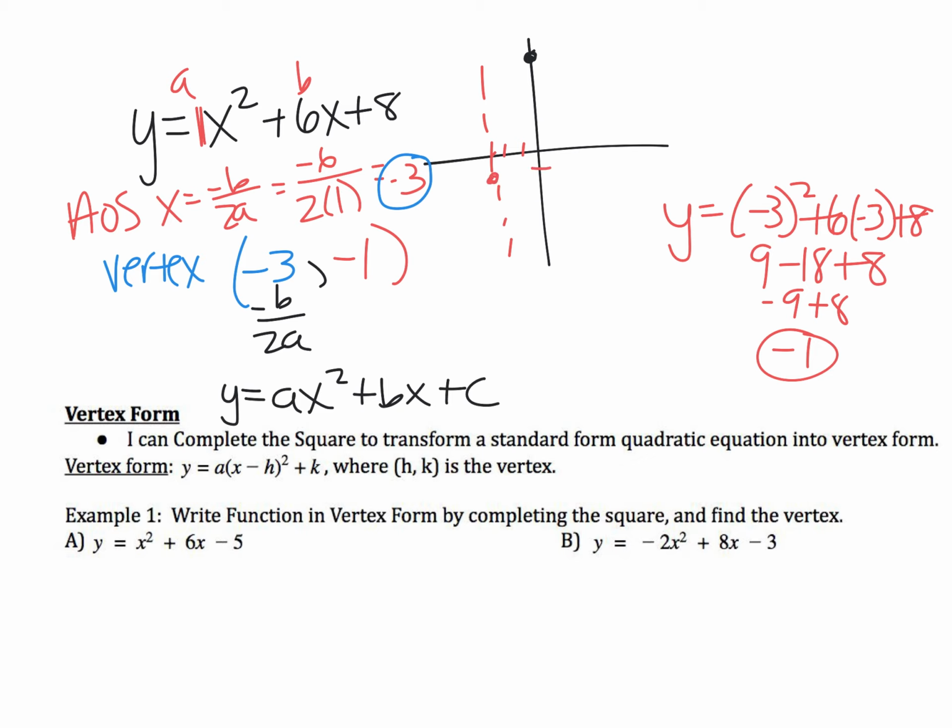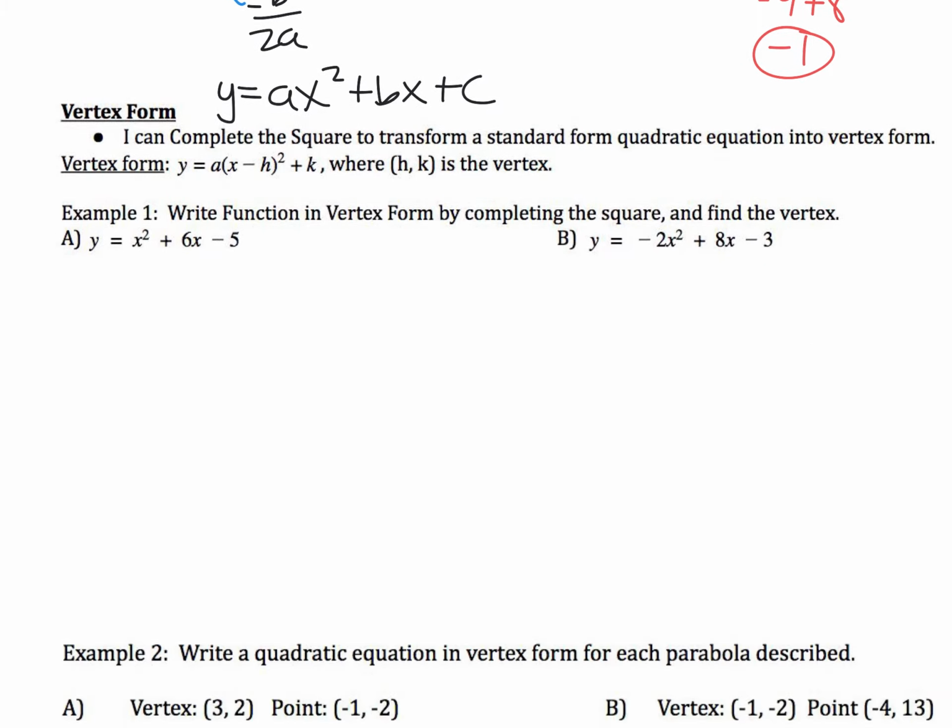How this is going to help us, this is my h and k value from below. We just found the vertex to this standard form. So then all we would need to do is plug that vertex into our form and plug in our a value. So that's what we're going to do for these problems.